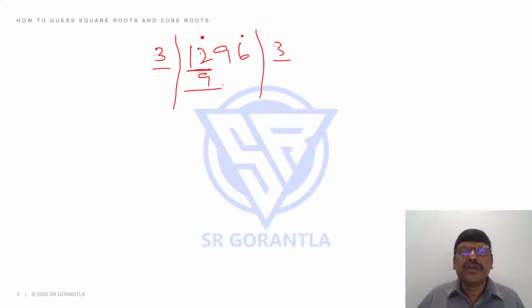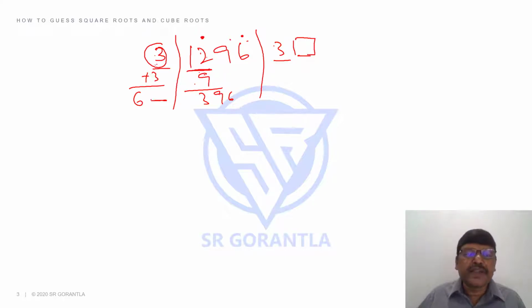So you bring down 12 minus 9, which is 3. Then you bring down the next 2 digits, so 96. Then whatever is the latest number here, you add the same number: 3 plus 3 is 6. Again, whatever you write here, you write the same number, and multiply. Suppose I write 5: 5 into 5 is 25. No, it will not go.